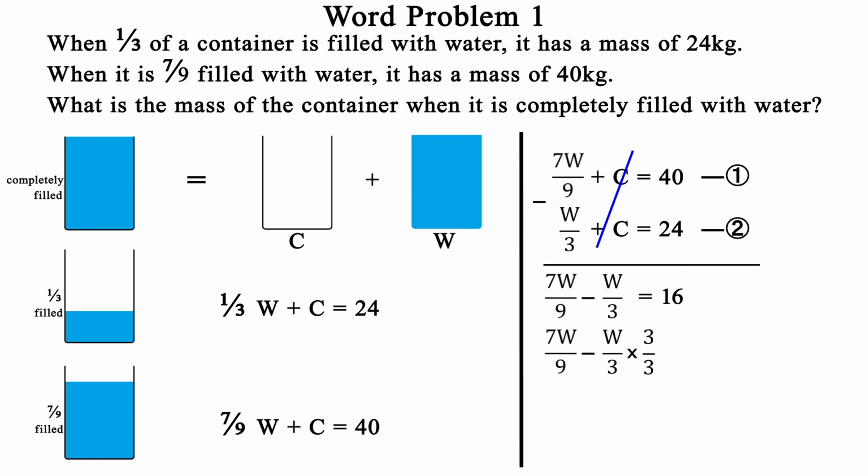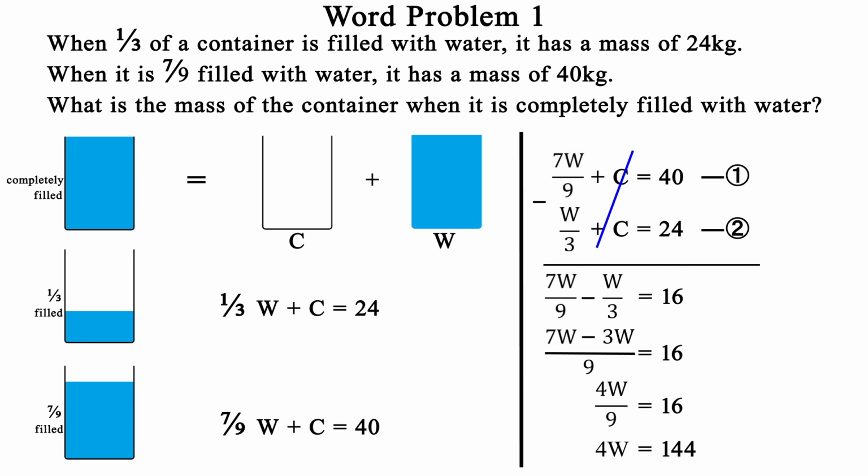So that will turn up as 7W minus 3W. Both my denominators are 9, so I can put down a bigger line, and then 9, equal to 16. 7W minus 3W is 4W. So 4W over 9 equal to 16. 9 is divided by, so it goes into times. 4W equal to 16 multiplied by 9. 4W equal to 16 nines are 144.